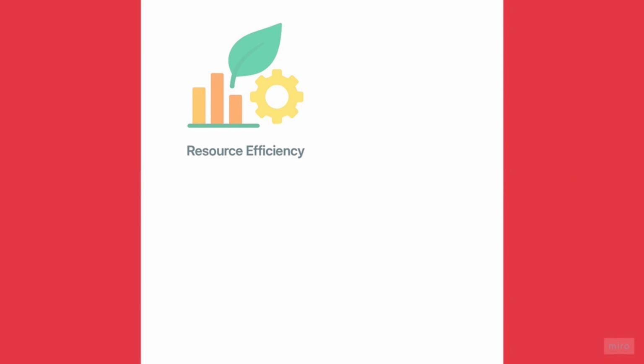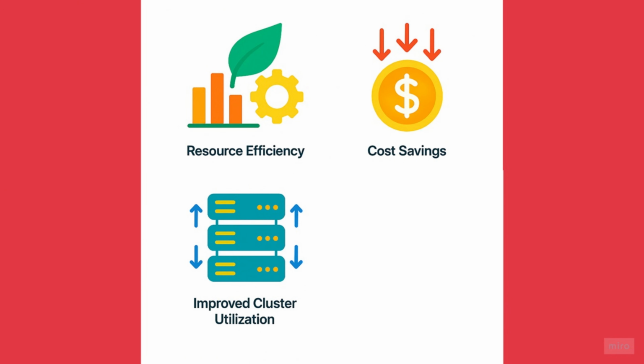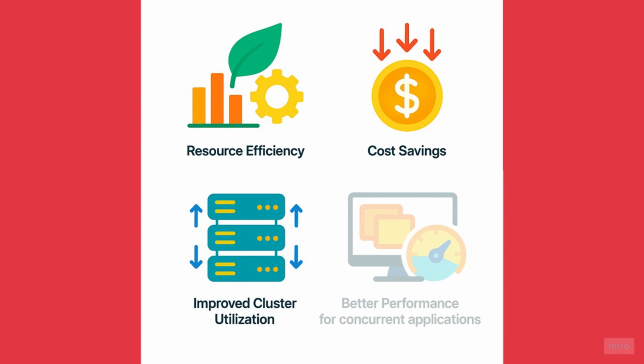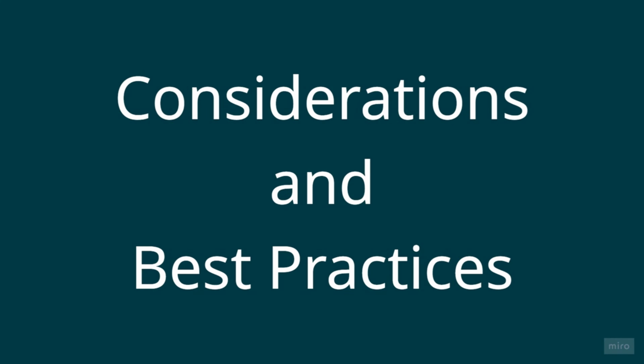So, what are the key advantages of using dynamic allocation? Firstly, it leads to better resource efficiency by only using the resources you actually need. This can translate to significant cost savings, especially in cloud environments where you pay for the resources you consume. By freeing up idle executors, dynamic allocation also leads to improved overall cluster utilization, allowing other applications to run more efficiently. Finally, it can lead to better performance for concurrent applications running on the same cluster as the resources are distributed more effectively.